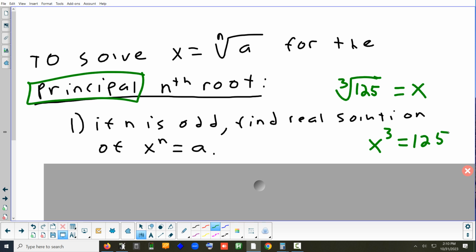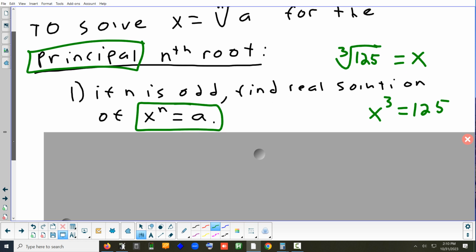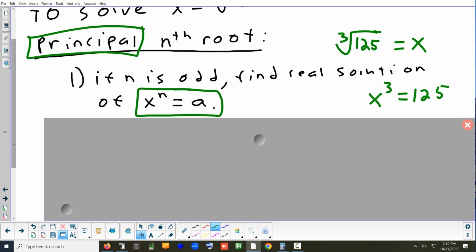So if somebody doesn't understand what the cube root of 125 means, I think of it like this. There's something that you can raise to the third power that gives you 125. And the answer is 5. Right? So that's what I mean by you're basically solving an equation just like that. So that's for an odd number.